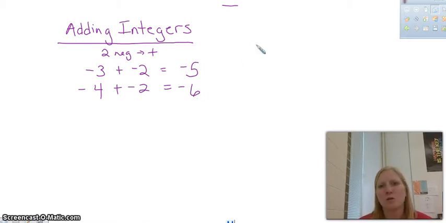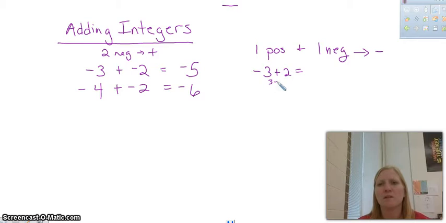The other way we had, which was the harder way, is when we had 1 positive and 1 negative. Do you remember what we did then? Yep, we subtracted. So -3 plus 2. 3 minus 2 is 1. And is my answer going to be positive or negative? Look at the symbol on 3, because it's the bigger number. Don't worry about 2. 3 is the bigger number, has the minus, so the answer gets the minus.